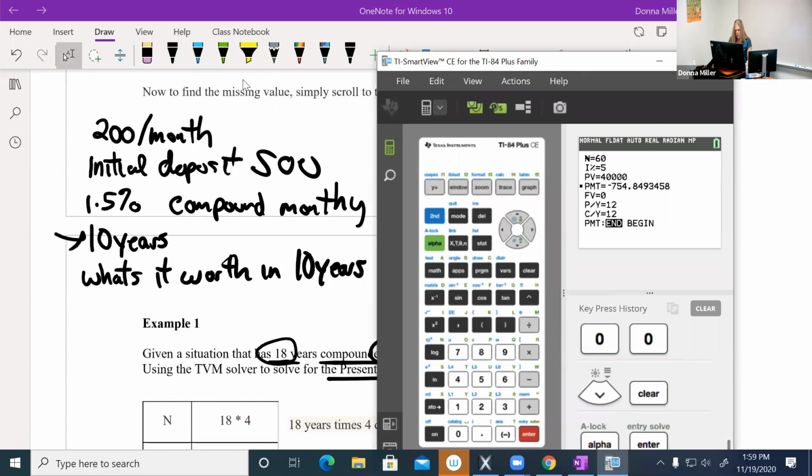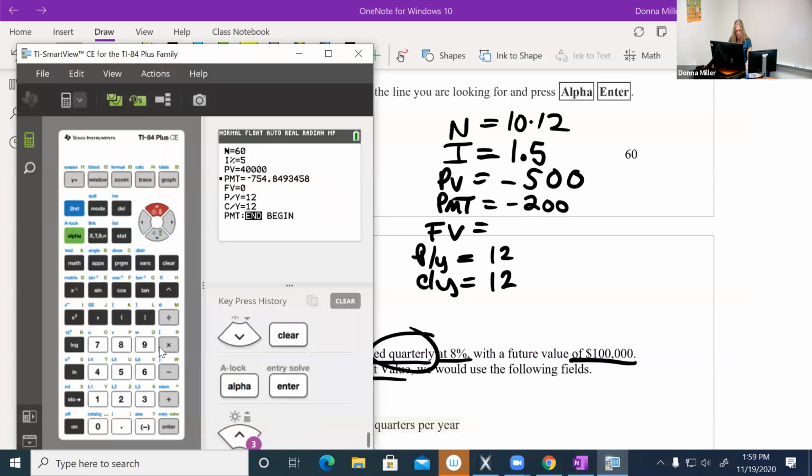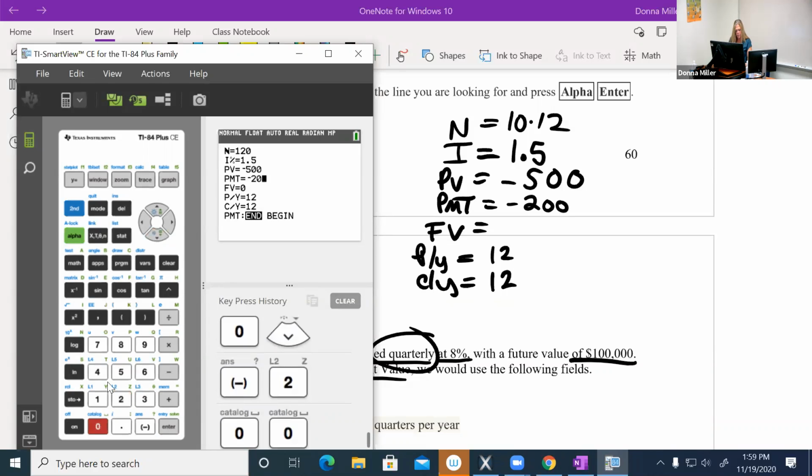So, 10 times 12. N's always positive, by the way. Interest rate, 1.5%. Present value, we put in 500, so it's negative 500. We're paying $200 a month, so that's negative 200. Future value will solve for us. I clear out the future value, then hit alpha solve. And in 10 years, I have $26,456.93.